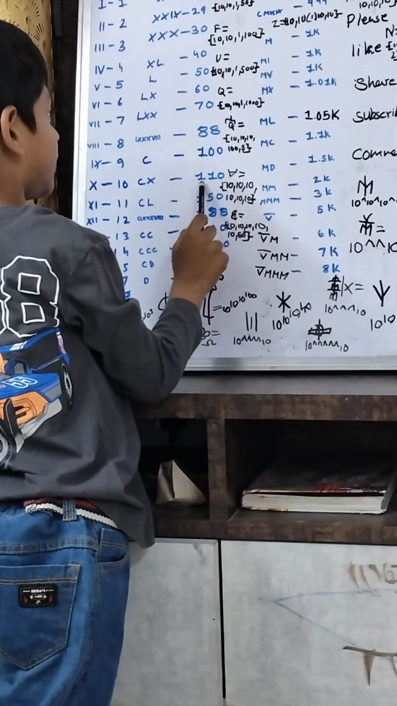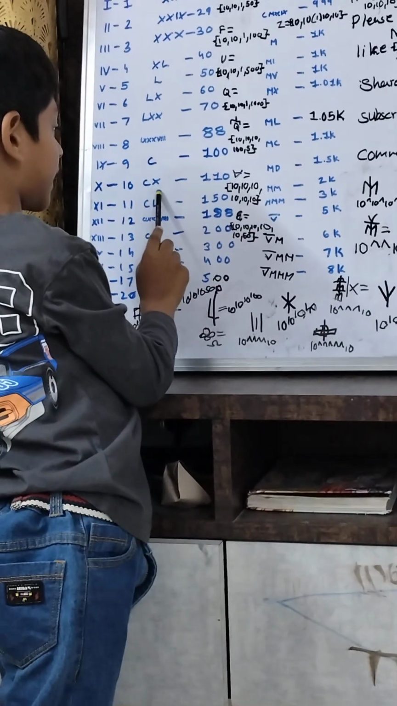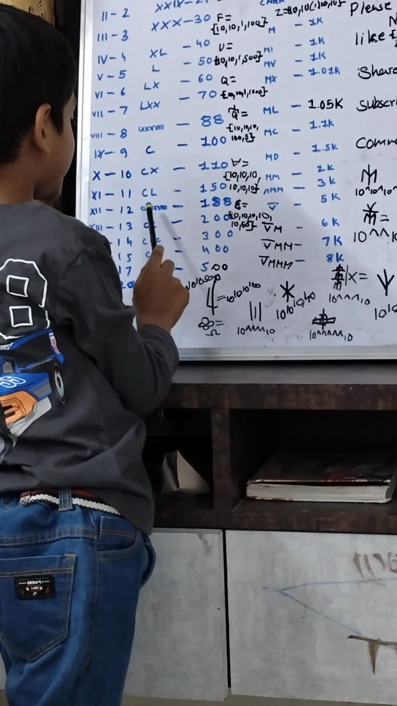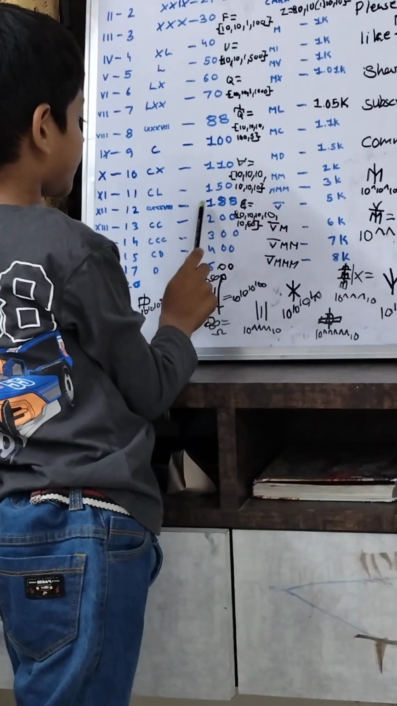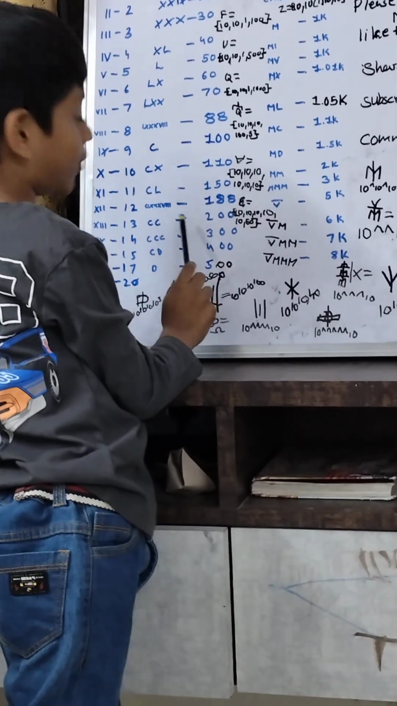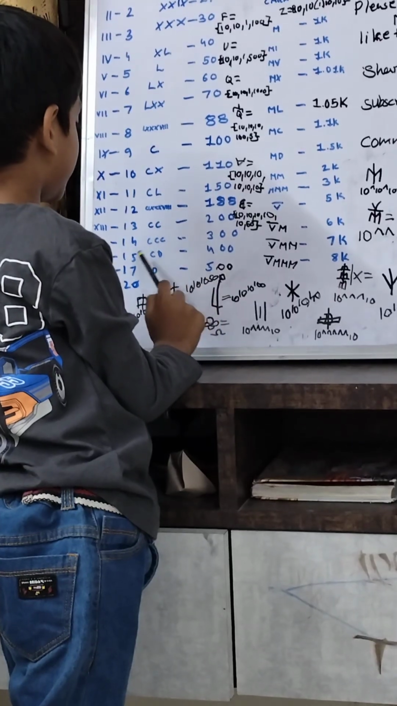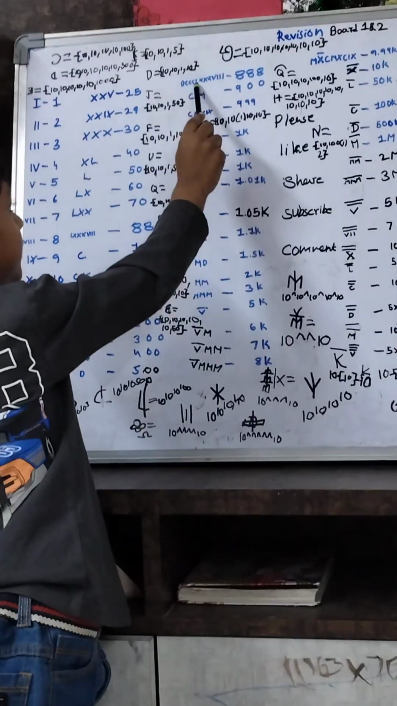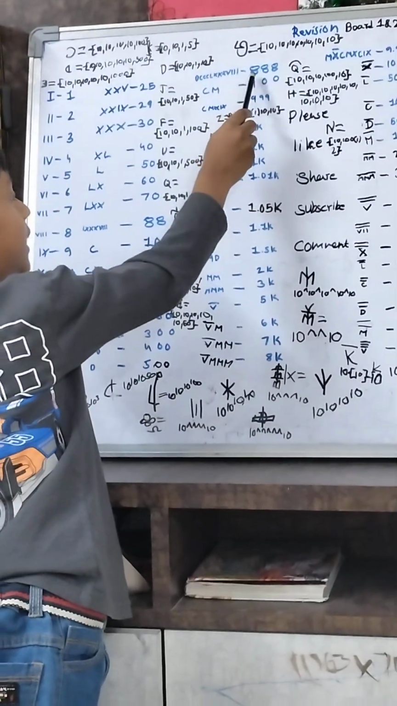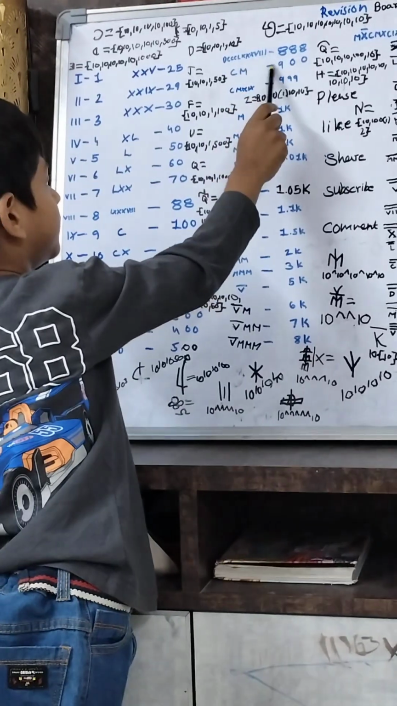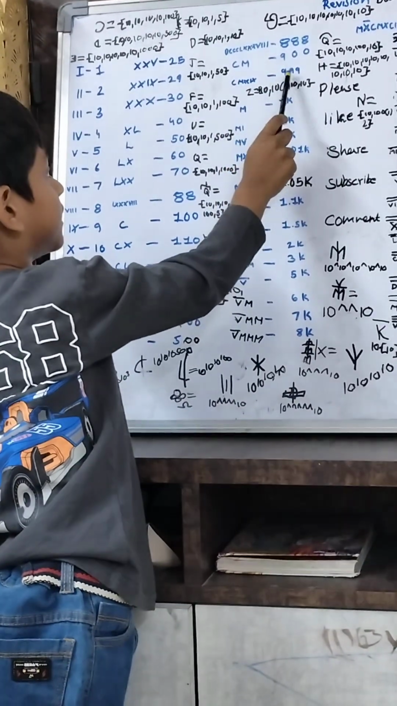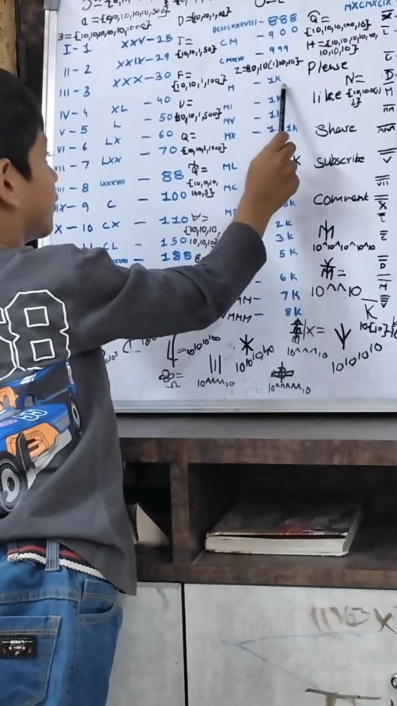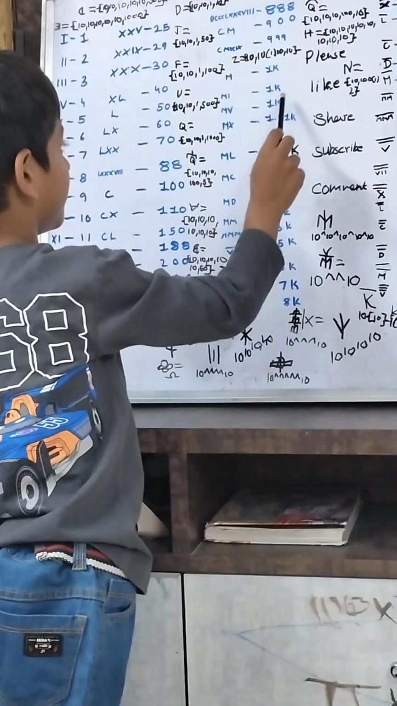Section 3, 110 to 1000. CX is 110. CL is 150. CLXXXVIII is 188. CC is 200. CCC is 300. CD is 400. D is 500. DCCCLXXXVIII is 888. CM is 900. CMXCIX is 999. M is 1000.